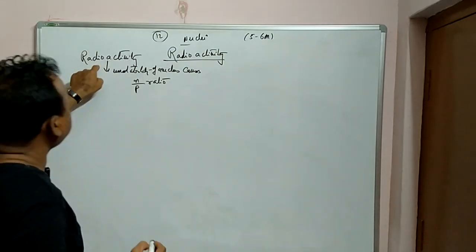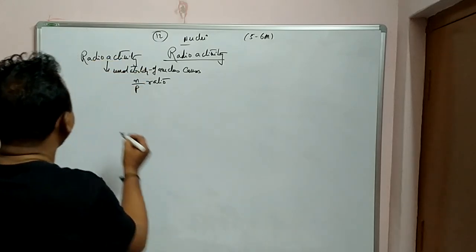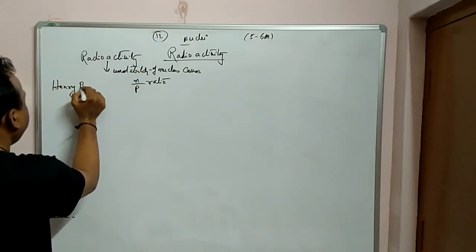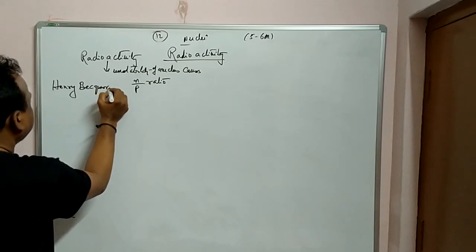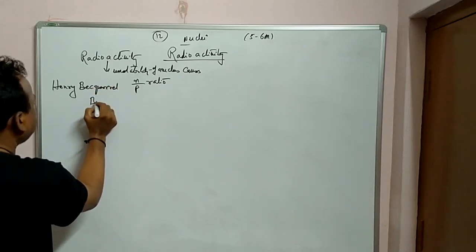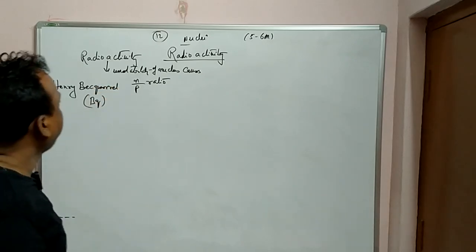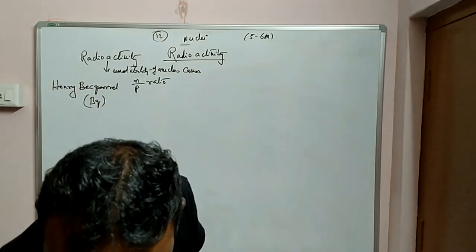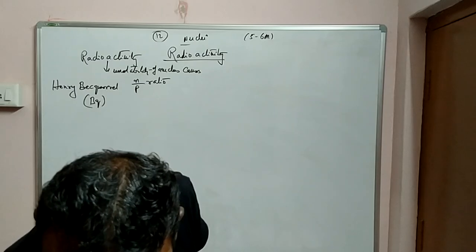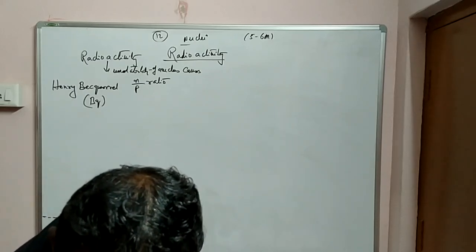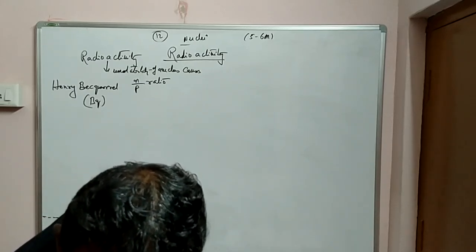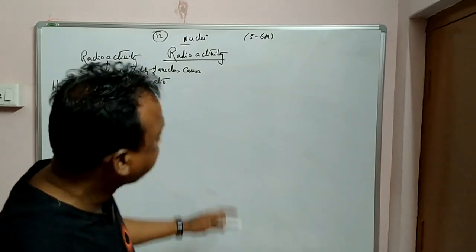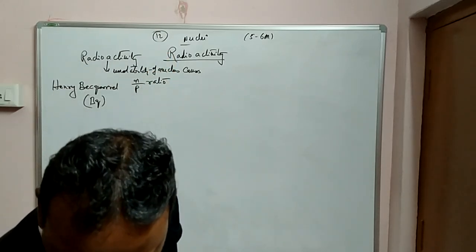But who discovered radioactivity? It was discovered by Henry Becquerel, accidentally. Henry Becquerel, you can simply write as BQ. This was accidentally discovered by a scientist called Henry Becquerel.